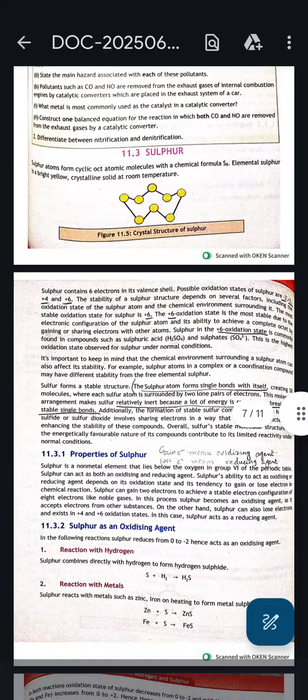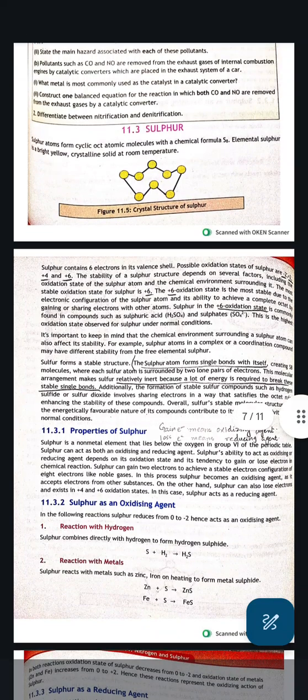So today we are going to discuss sulfur. Sulfur atoms form cyclic octaatomic molecules with the chemical formula S8. Elemental sulfur is a bright yellow crystalline solid at room temperature.